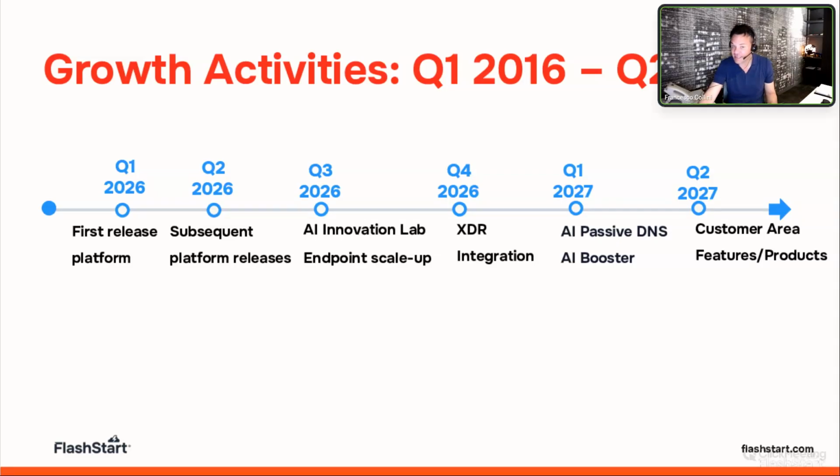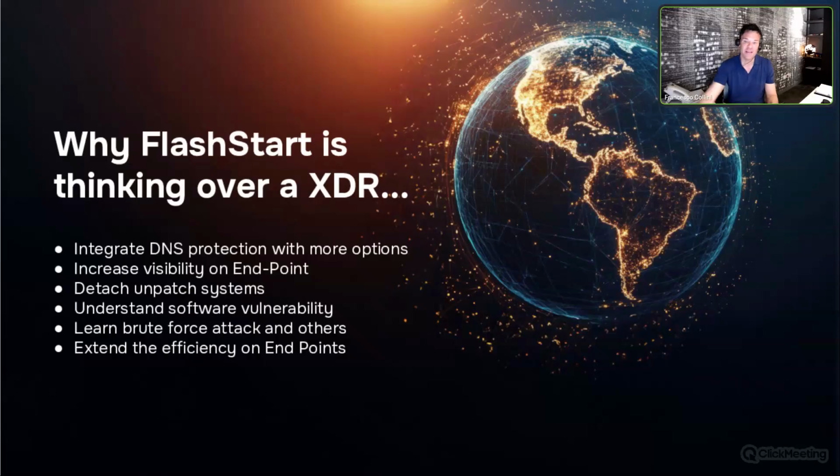module. Next year, we will start boosting the AI, and we will make deep use of passive DNS to better and faster detect malware all over the world. And then in Q2, we will re-engineer and redesign the customer area totally from scratch. Some other topics, and then we will immediately move to the live presentation.